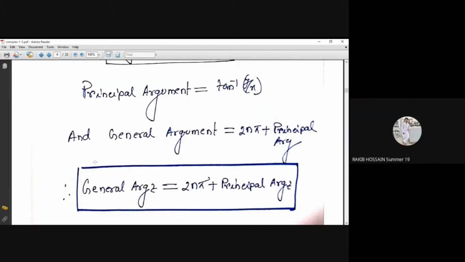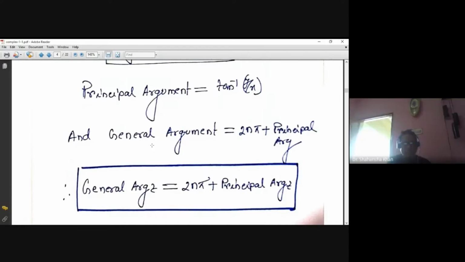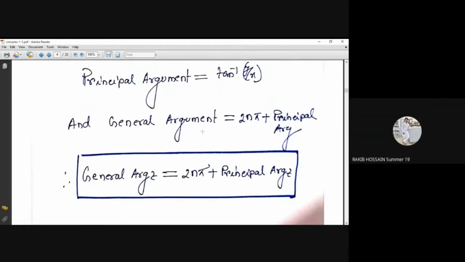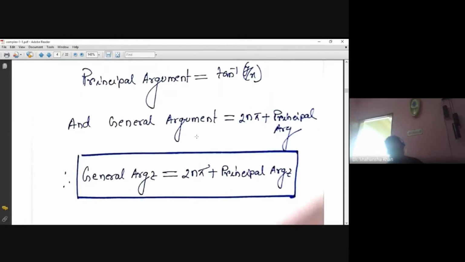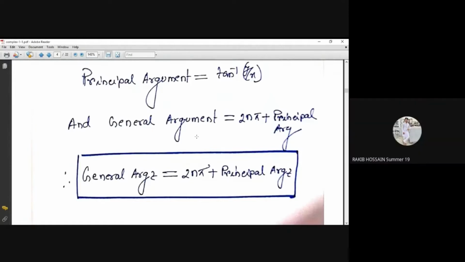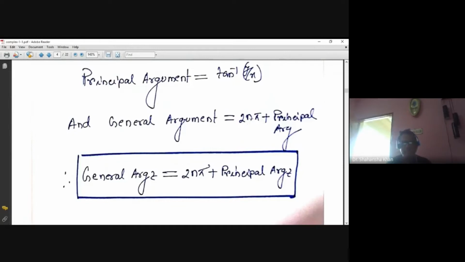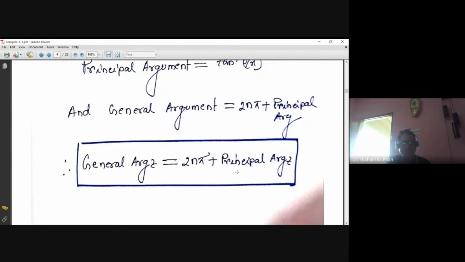Sir, in the general argument, what is the n? N is a positive integer. N may be 1, 2, 3, 4, 5, 6, positive integers. So the general argument equals 2n pi plus principal argument.